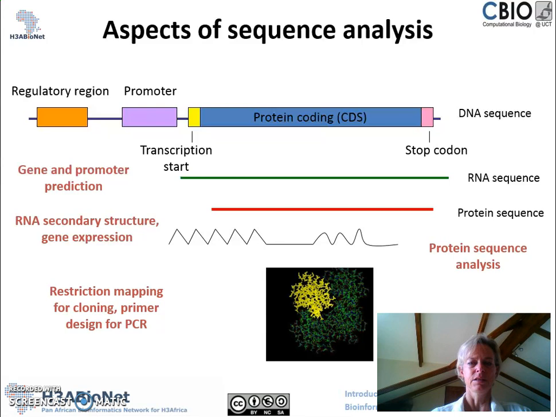So we're going to look at translation, getting from the DNA to the protein. We'll look at various aspects of cloning and restriction enzyme analysis and PCR. And then I'll just briefly mention some of the analysis you could do with RNA, but there won't be a focus on that.